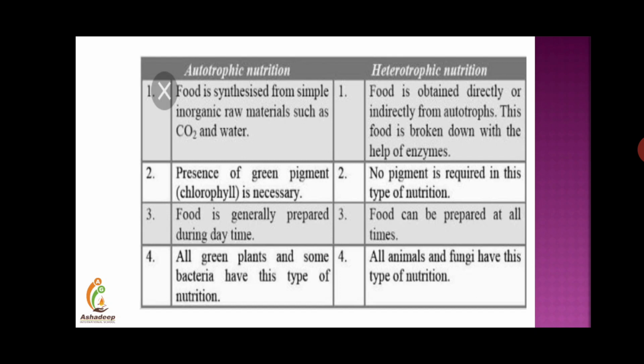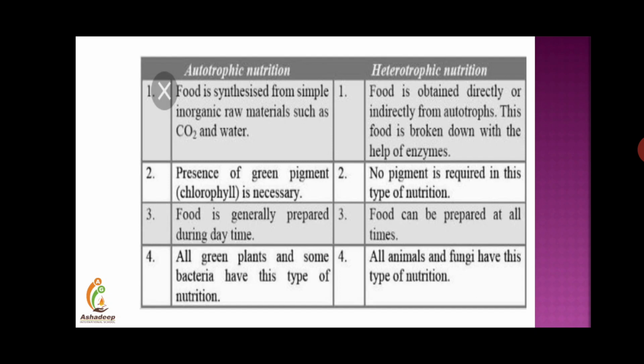Difference between autotrophic and heterotrophic mode of nutrition. We have already learned the autotrophic mode of nutrition. Food is synthesized from simple inorganic raw materials such as carbon dioxide and water. Presence of green pigment is necessary. Food is generally prepared during the daytime because the sun is present. All green plants and some bacteria have this type of nutrition.